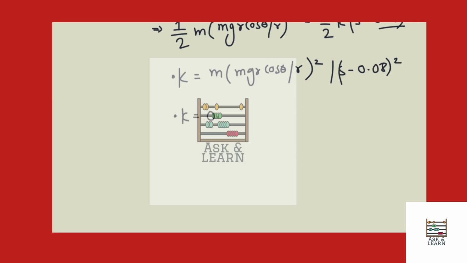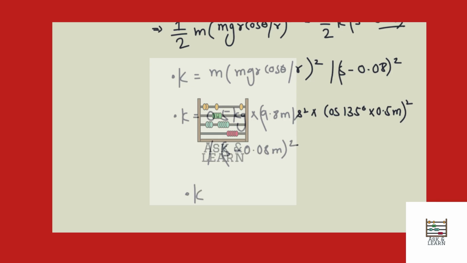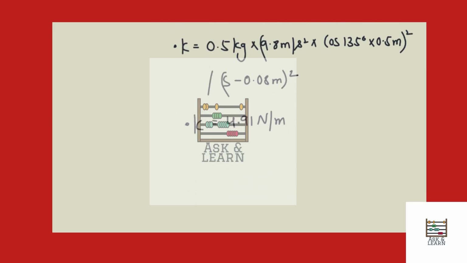So k is equal to 0.5 kg into 9.8 meters per second squared into cos 135 degrees into 0.5 meter squared upon (s minus 0.08 meter) squared, and this gives us k is equal to 4.91 Newton per meter.